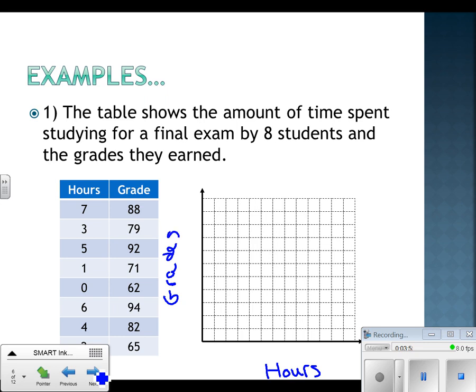And so we're going to plot these 8 points, but first, for hours, it looks like our highest hour is 7 here, and this one right here is 2 down here. So if 7's our highest, for hours we can go up at an interval of 1. For the grades, it looks like our highest is 94. So, excuse me, we're going to have to change the interval here. I'm going to go up by 10s. And so then from here I'm going to plot my points.